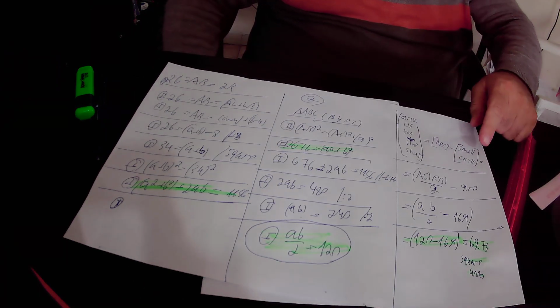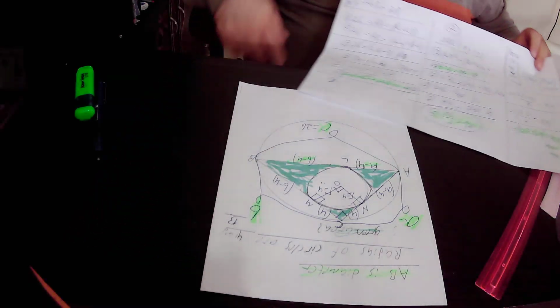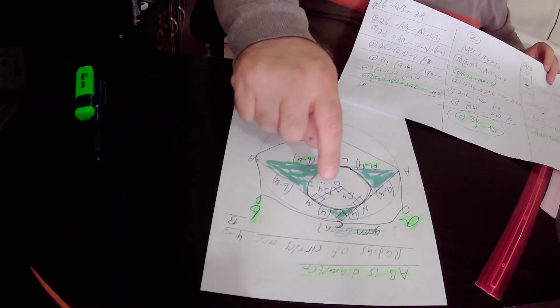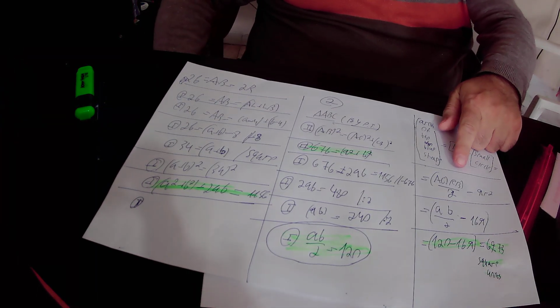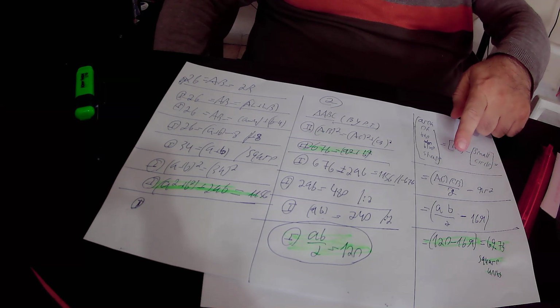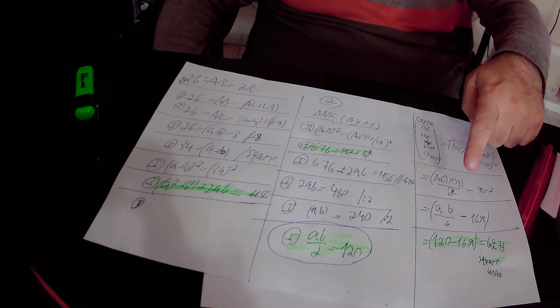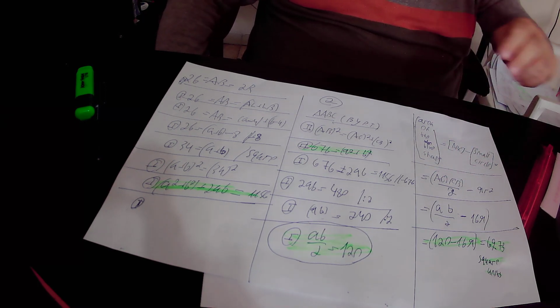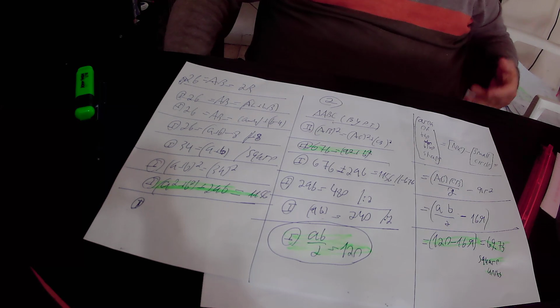AC times CB over 2, and the area of the circle is pi r squared, and r equals 4 units. Here AC equals A, CB equals B. So here AC times CB is A times B, and the area of triangle ABC equals AC times CB over 2, that is to say it is equal to A times B over 2. Minus the area of the small circle, it is pi r squared. R equals 4 units, so r squared is 4 squared, that is 16. So in conclusion, the area of the small circle equals 16 pi.